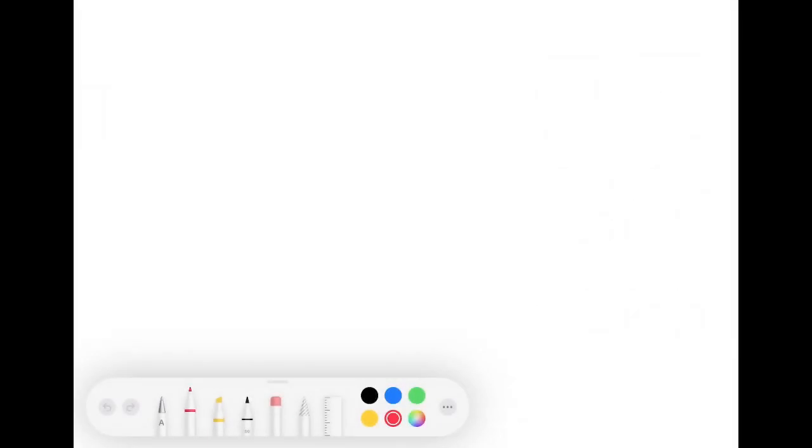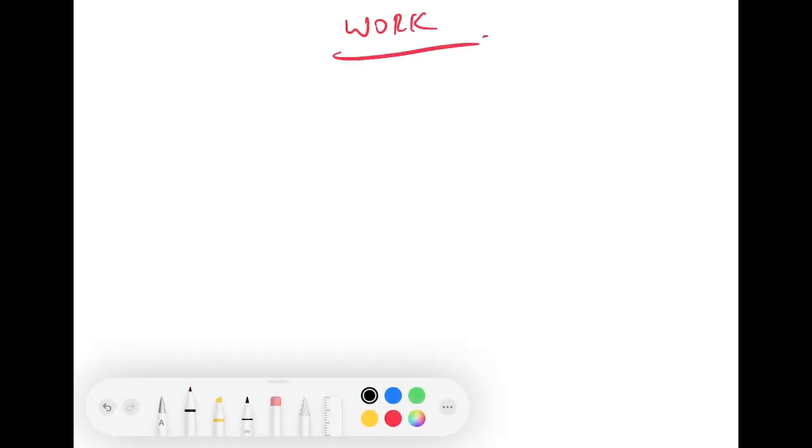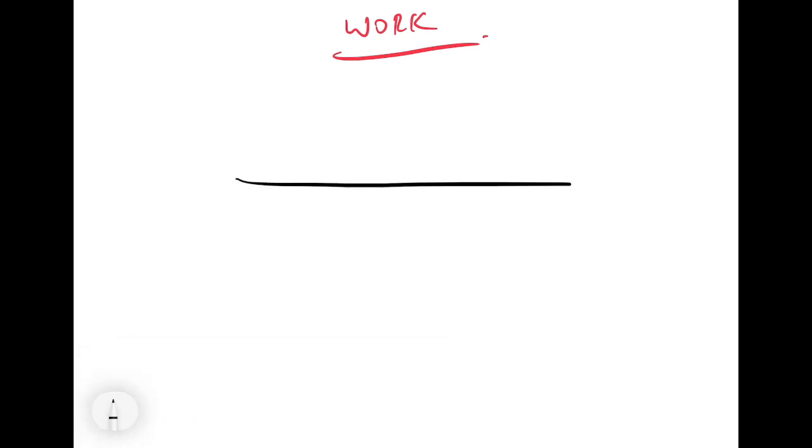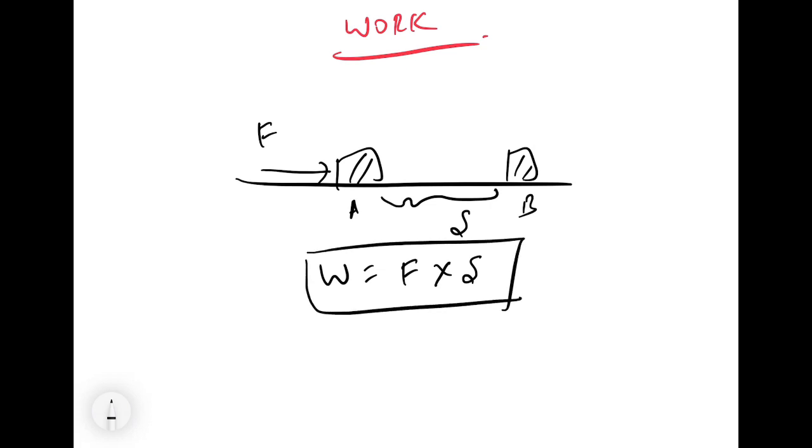Today we will learn about work. In physics, work has a very precise mathematical definition. Say you have a body and you apply a force and you displace the body from A to B, a distance of S. Work is defined as being the product of force and displacement. So this is the mathematical definition of work.